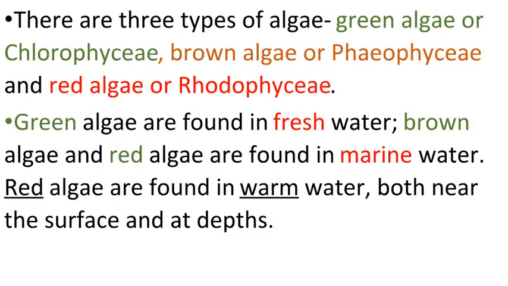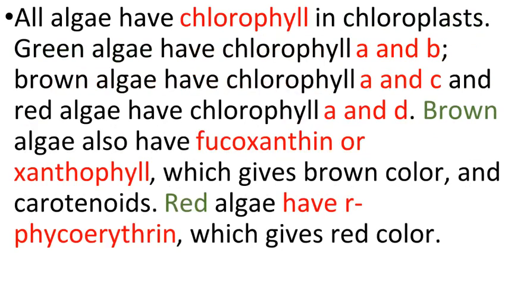There are three types of algae: green algae or Chlorophyceae, brown algae or Phaeophyceae and red algae or Rhodophyceae. Green algae are found in fresh water. Brown algae and red algae are found in marine water. Red algae are found in warm water, both near the surface and at depths. All algae have chlorophyll in chloroplasts. Green algae have chlorophyll A and B. Brown algae have chlorophyll A and C and red algae have chlorophyll A and D.